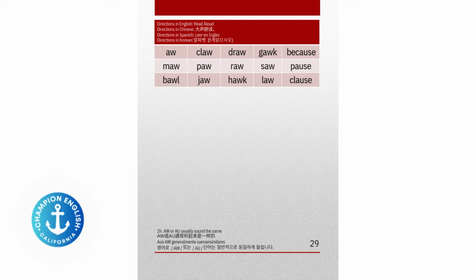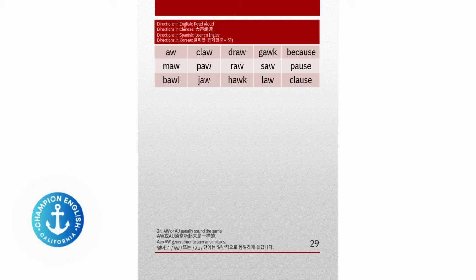And here we go. Aw, claw, draw, gawk, because, ma, paw, raw, saw, pause, ball, jaw, hawk, law, claws. Cause has the Z sound at the end. Okay, students, now we're going to sound these out and we're going to read them and put them together.